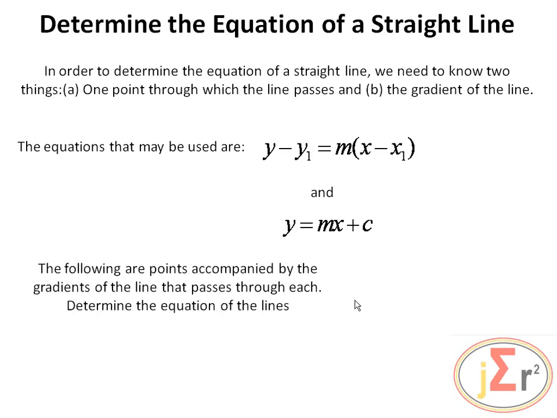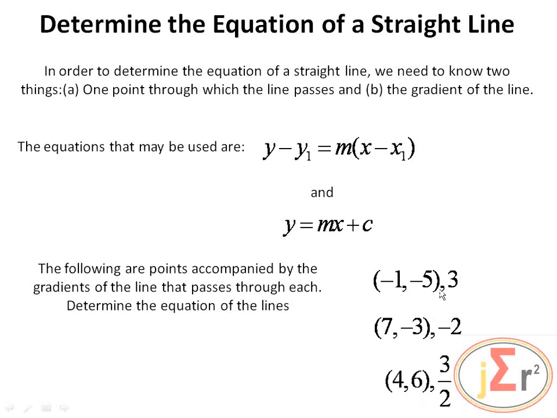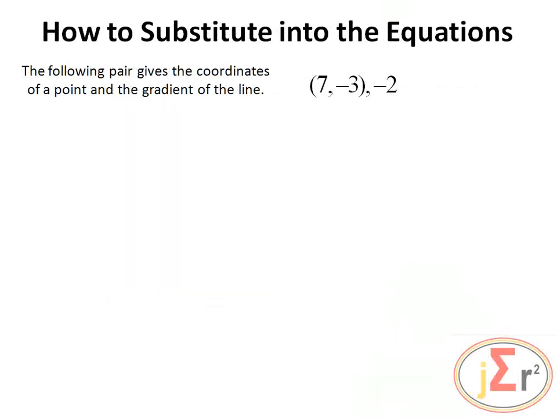The following are points accompanied by the gradients of the line that passes through each. Determine the equation of a line. So there we have some points here with the coordinates. The coordinates are the points, and then we have the gradient of the line that passes through this point, the gradient of the line that passes through this one, and so on. And we are going to determine the equation of each.